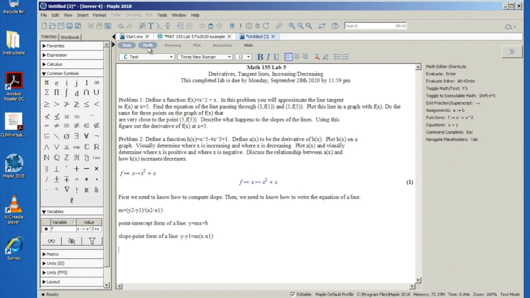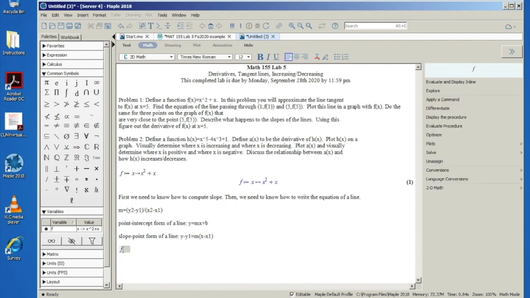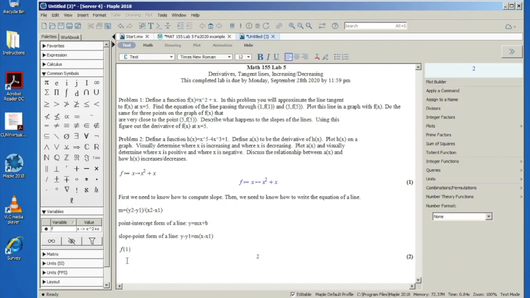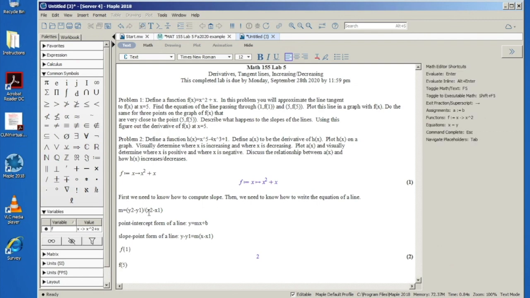So the first thing I want to do, now that I have already defined what f is, is find out what the outputs should be for f of 1 and f of 5. Using Maple, I could simply do f of 1, and make sure that you're in math mode. So f of 1 equals 2, and that makes sense because my original function is x squared plus x, and if x is 1, then 1 squared is 1, and plus 1 is 2. F of 5, on the other hand, will give me 30. And again, make sure that you are in math mode.